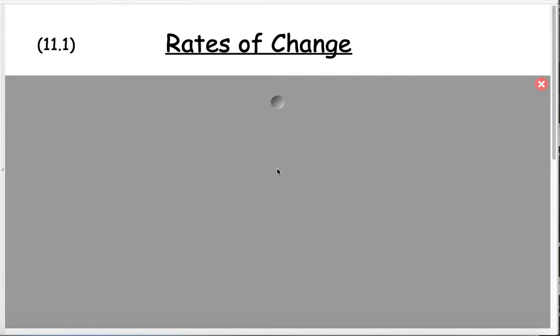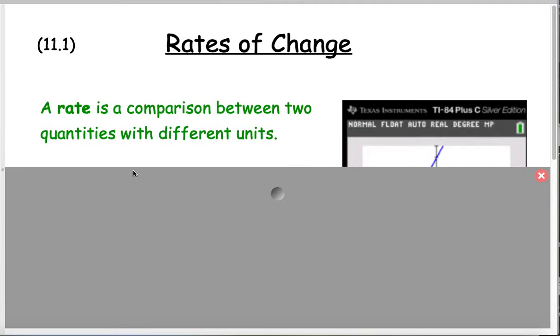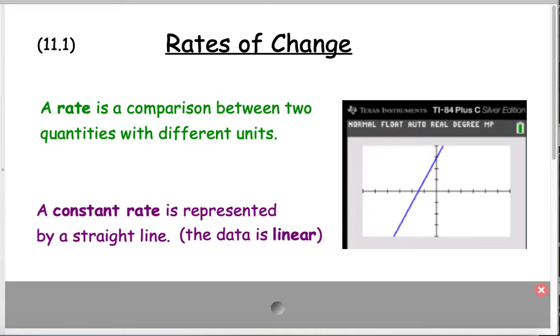Now that we've finished talking about limits, we can get into differential calculus and rates of change. So a rate is just a comparison between two quantities with different units. The word ratio should come to mind when you think of rate. For example, a constant rate is represented by a straight line. So our data is what we call linear. So that means we have a constant rate, and it's the slope of the line.